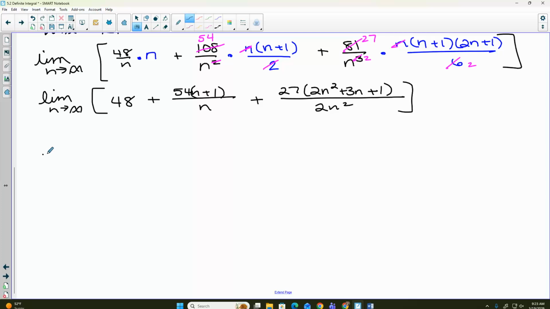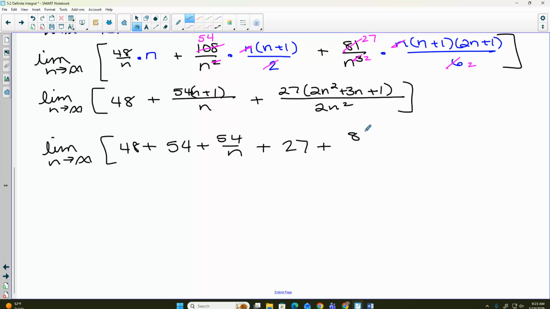All right. So we get 48. 54n over n is 54, plus 54 over n. Plus, if I take my 27 times 2n squared, so 54n squared over 2n squared, that's 27. Plus 81n over 2n squared, so 81 over 2n. Plus 27 over 2n squared.